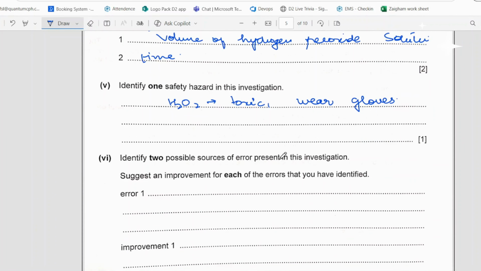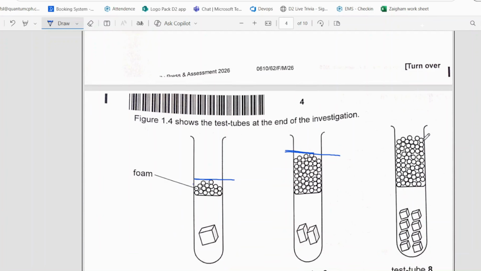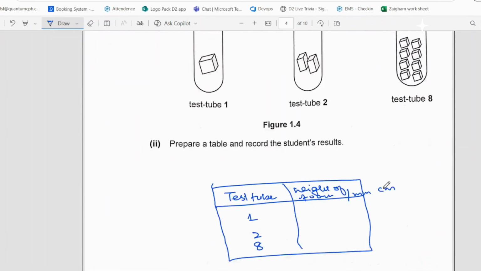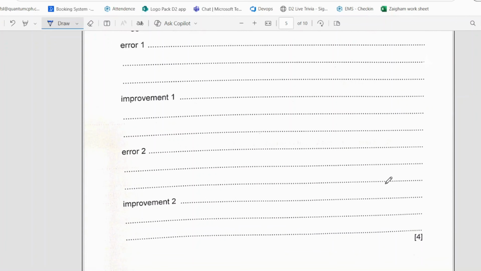Two possible errors in this investigation. The first error is the form of gas collection. Exactly, so you cannot have the correct reading. Instead, what improvement can be made? We can use a gas syringe for the collection of gas. A gas syringe can be used to collect gas or to measure a volume of gas.